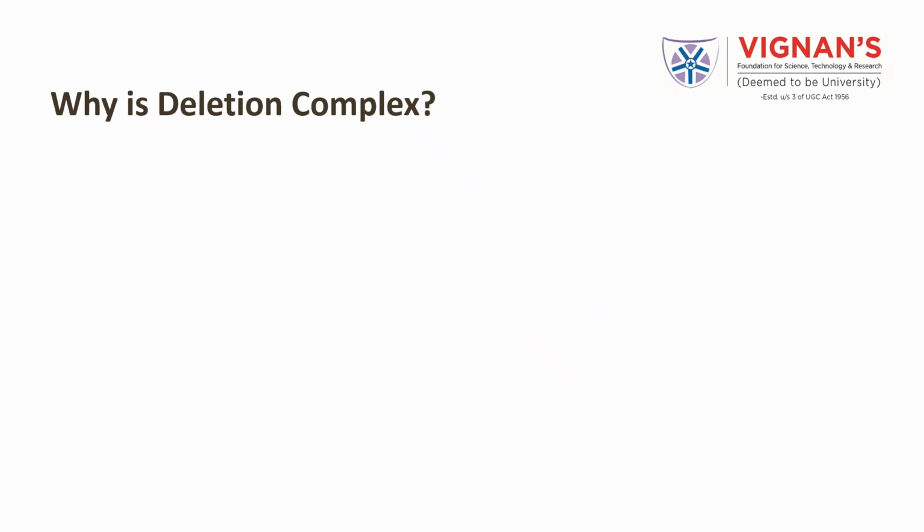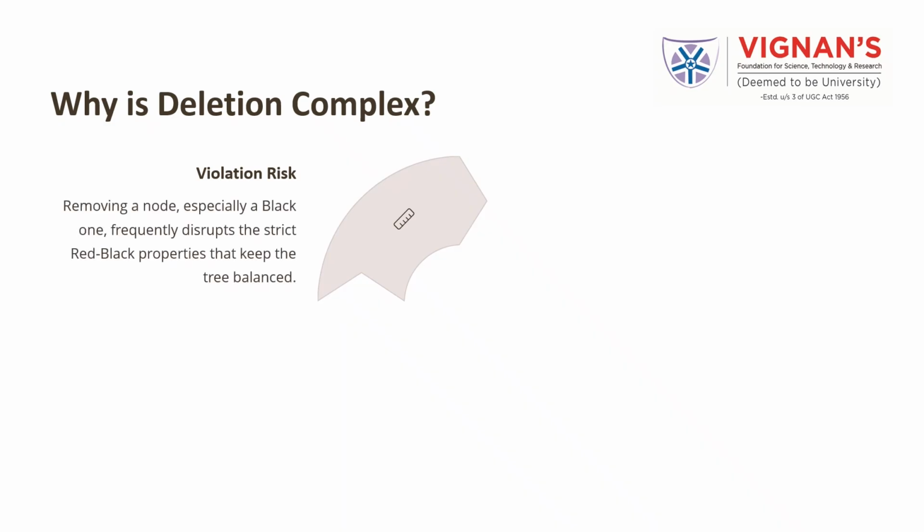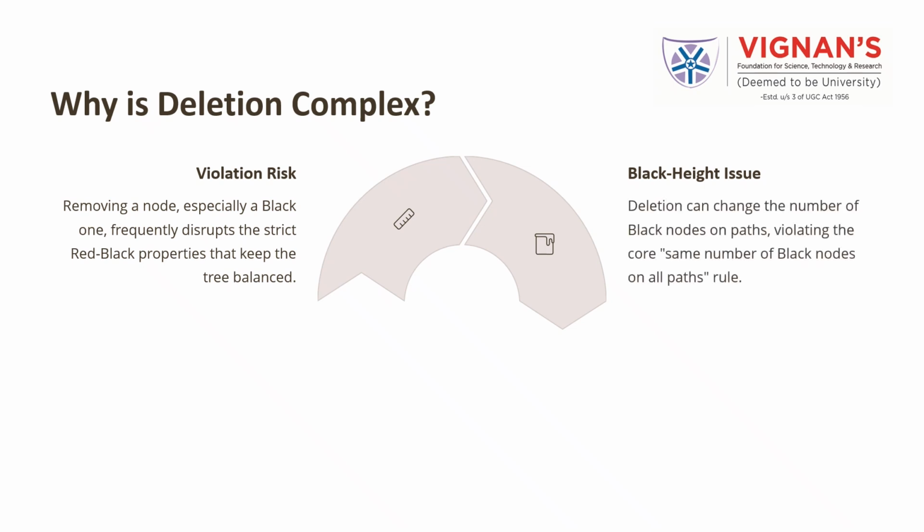Why is deletion complex? Deletion in a red-black tree is complex because removing a node can easily violate the tree's strict balancing rules. Removing a node, especially a black node, creates a high risk of violating red-black tree properties that keep the tree balanced. Deletion can also change the number of black nodes along different paths, breaking the rule that every path from a node to its leaves must contain the same number of black nodes.